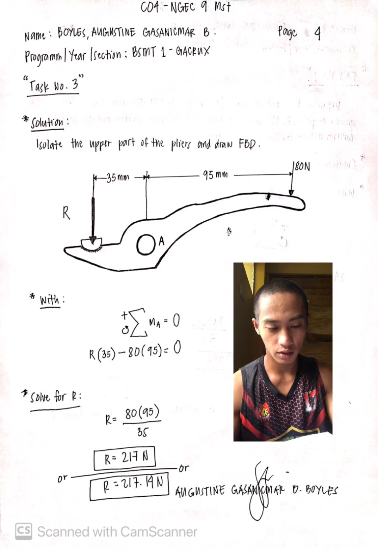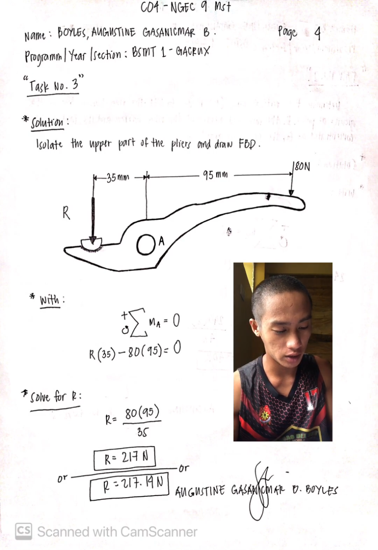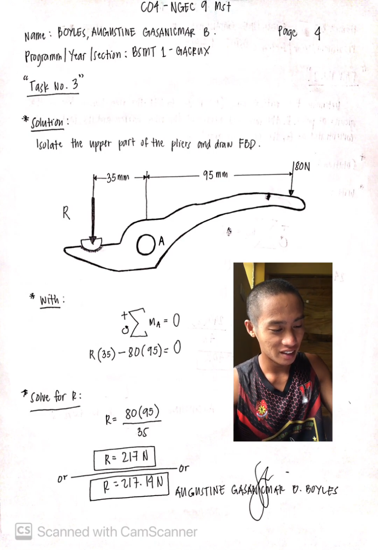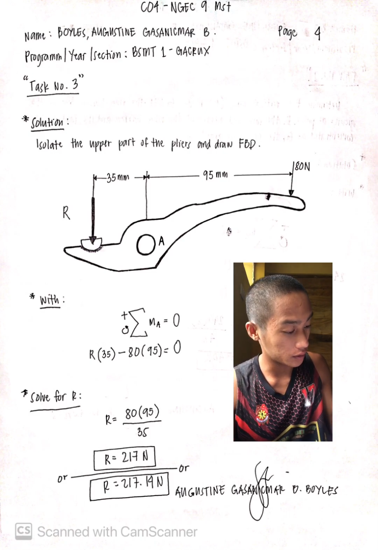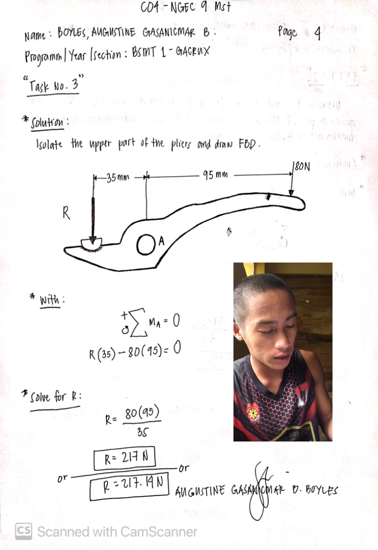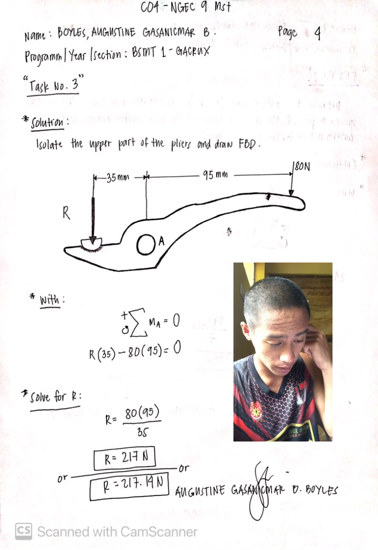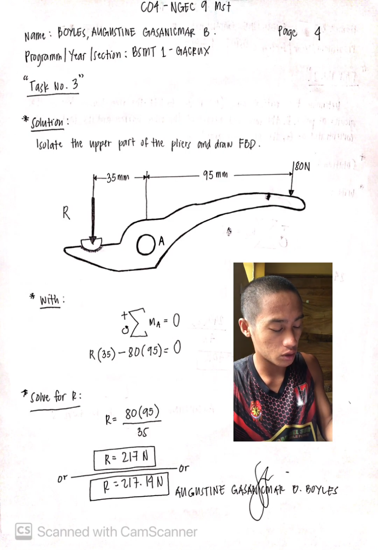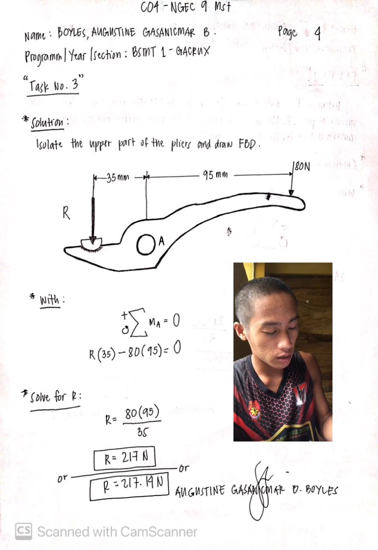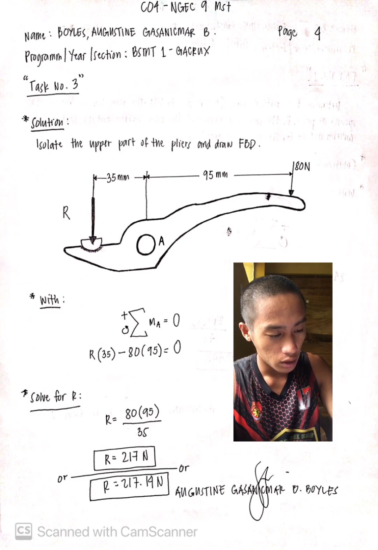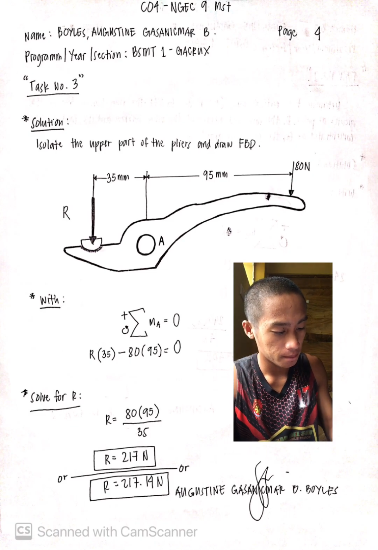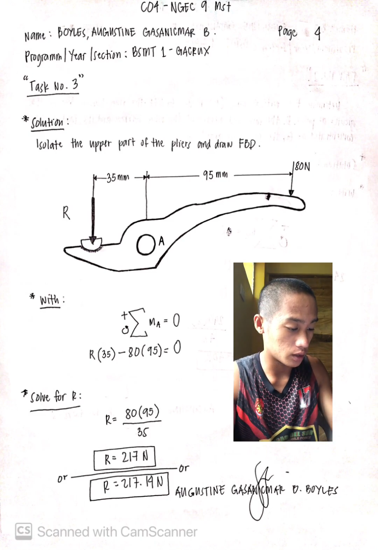So task 3, sir. We can see here my illustration, and below is the solution. Equilibrium MA equals 0. So R times 35 minus 80 times 95 equals 0. We solve here for R. So R equals 80 times 95 over 35. So R equals 217.40 N.